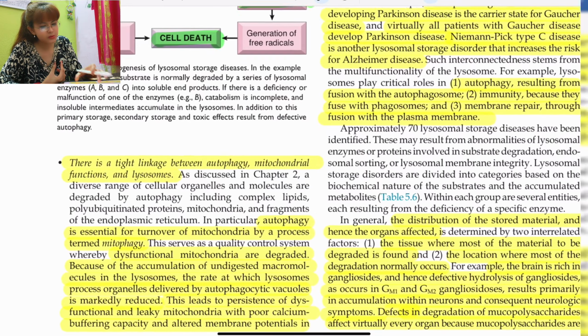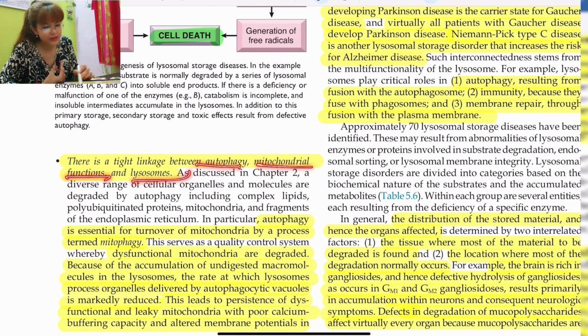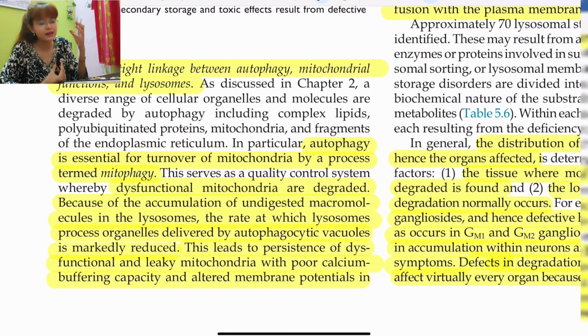So there is a tight linkage between autophagy, mitochondrial function, and the lysosome. As you know, autophagy is essential for the turnover of mitochondria by a process called mitophagy. So mitochondria also should not keep accumulating. They also need to undergo the process of autophagy. But again, because of these lysosomal storage disorders, these mitochondria are not getting destroyed.